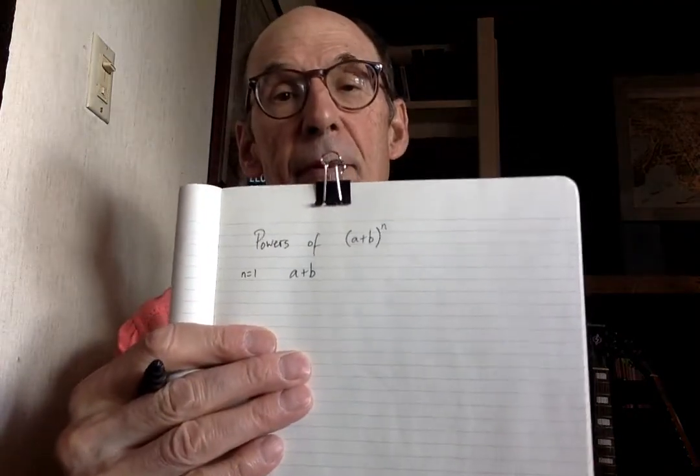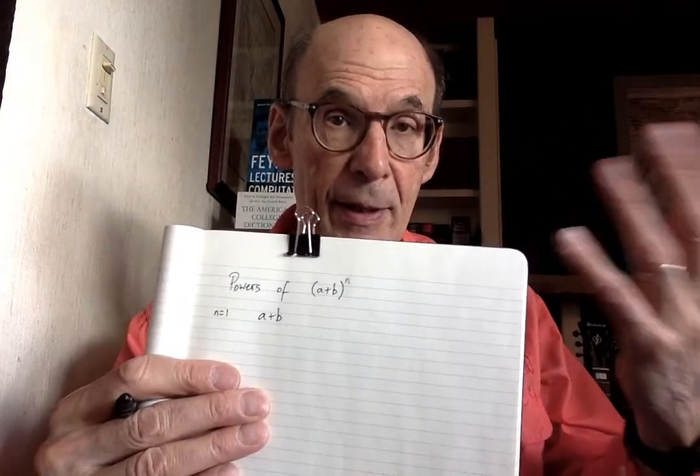And in order to look for patterns, and computer science is the study of patterns, so this is very consistent with doing computer science. I'll keep a note of where we are. The first one is a plus b. a plus b to the 1 is just a plus b. That's one of the standard exponent laws. Not very exciting, I admit, so let's keep moving on.